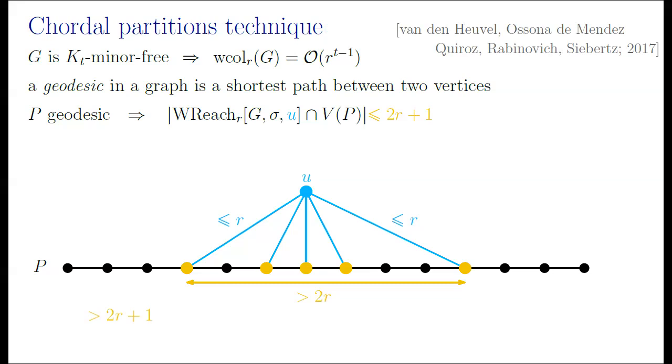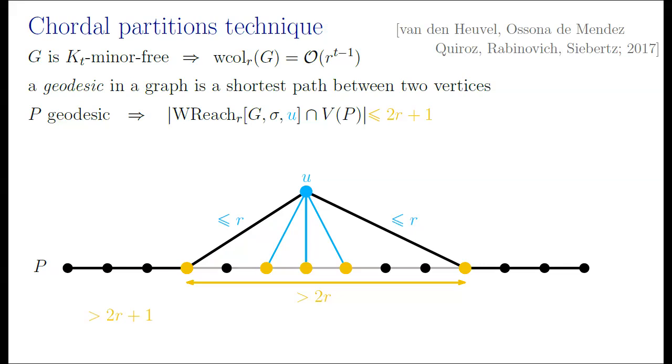Okay, but here you have more than r, but u reaches stuff, so it's less or equal to r, then there is a shortcut. It's better to take this black path above than to go through the path, right? Because the shortcut has at most 2r vertices, and on the bottom you have more than that.